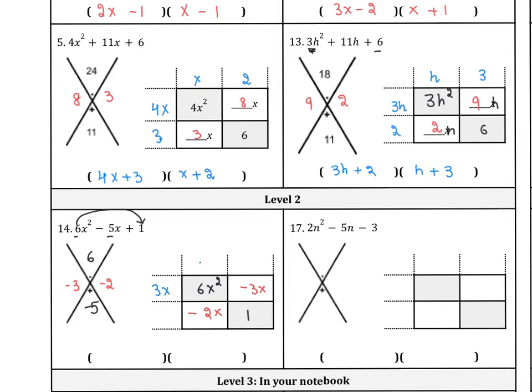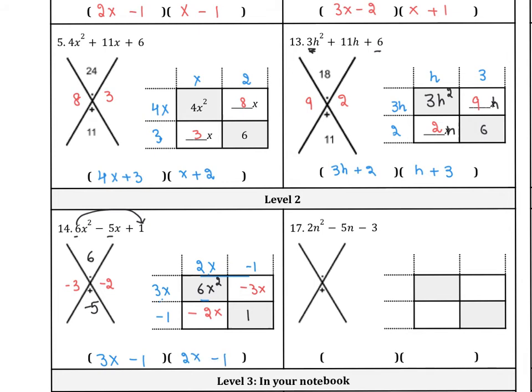We're going to multiply it with 2x to get 3x times 2x, which is 6x squared. 3x times negative 1 would be negative 3x. And here is negative 1. Negative 1 times 2x is negative 2x, and negative 1 times negative 1 is positive 1. This is the first factor, 3x minus 1, and this is the second factor, 2x minus 1.